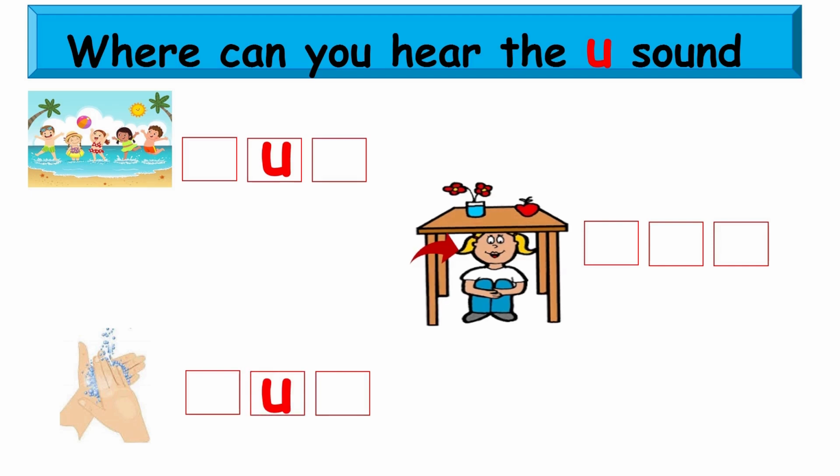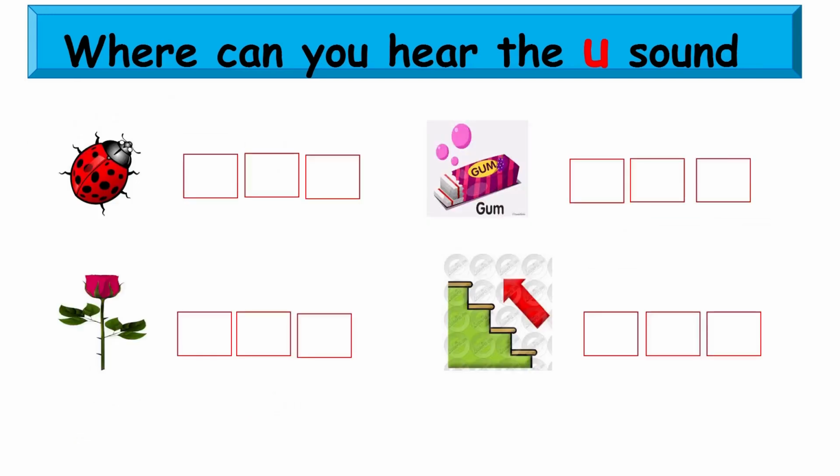Next, we have under. Great. You use the first box. That's the initial sound, under. Bug. Where can you hear the sound? Yes, that is the middle sound, and you can use the second box. Next, bud. Bud, and still the middle sound, you can use the second box.